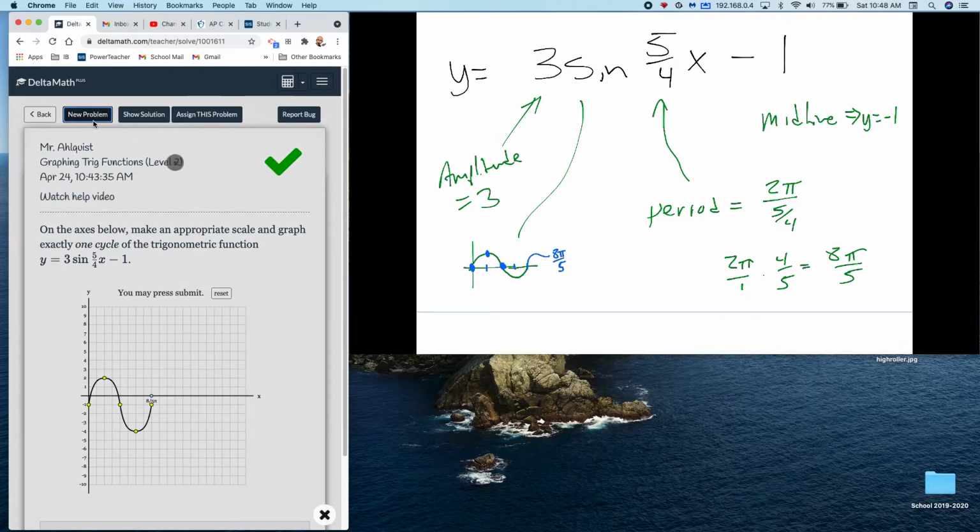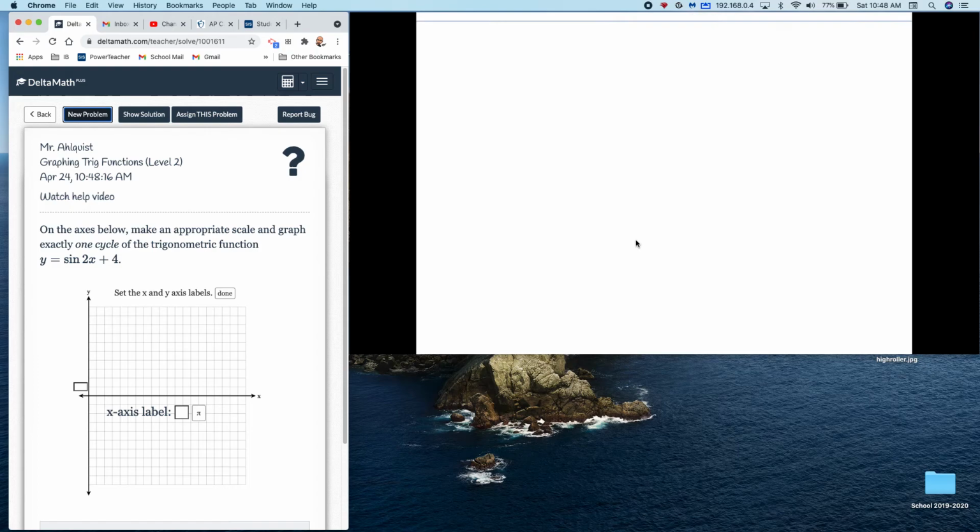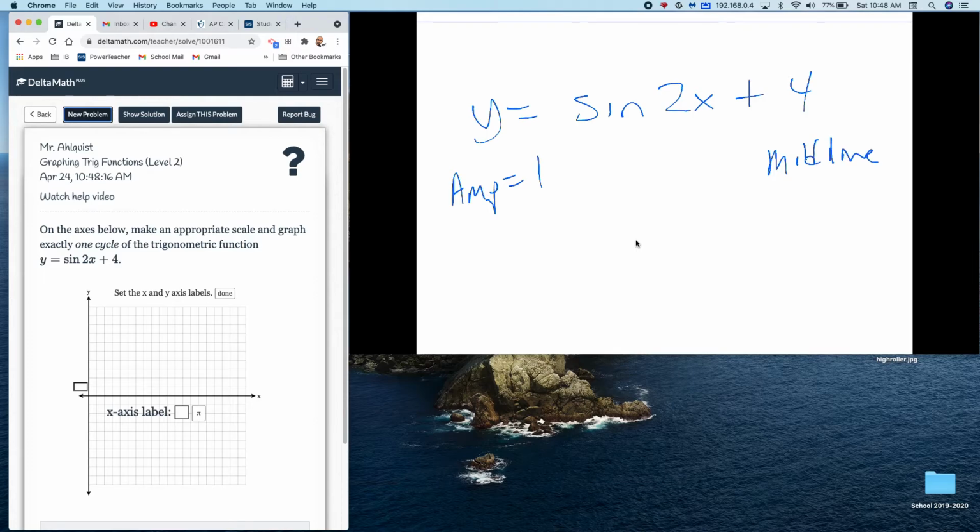So let me grab a new problem, and let me grab this one right here. Okay. So I got this equation, y equals sine 2x plus 4. Okay? So our amplitude is equal to 1. Our midline is y equals 4. Here's what we're dealing with, our period. Our period is going to be 2 pi divided by 2, or just pi.